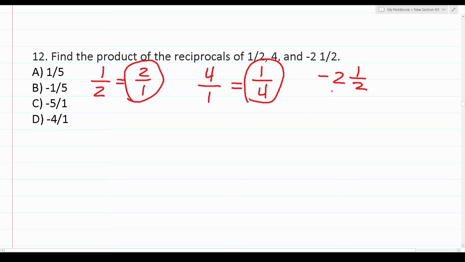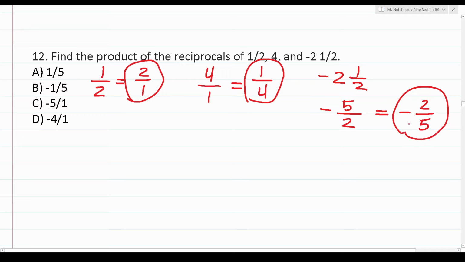And then the mixed number, negative 2 and 1/2, is a little bit more difficult because now we have to take this mixed number and convert it into an improper fraction. And we're going to do that like this. Again, it's going to be negative. 2 times 2 is 4 plus 1 is 5. So this improper fraction is going to be negative 5 over 2. And to find its reciprocal, again, we just flip-flop our numerator and denominator. So it's negative 2 over 5.